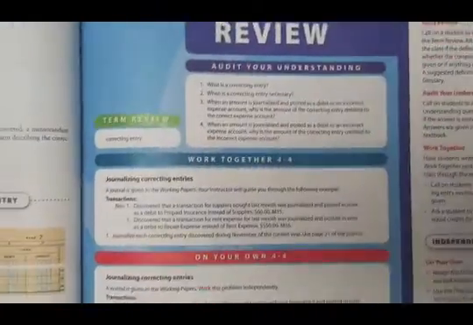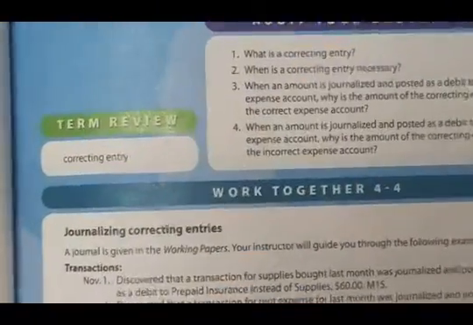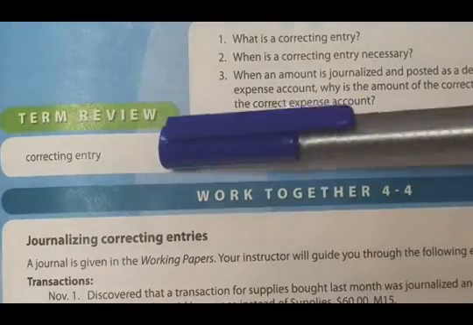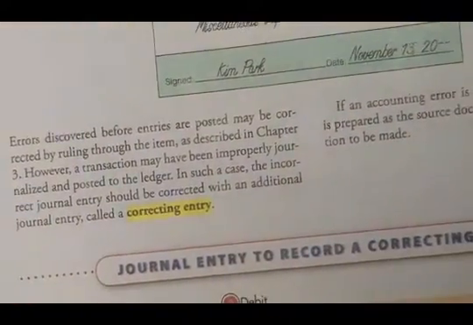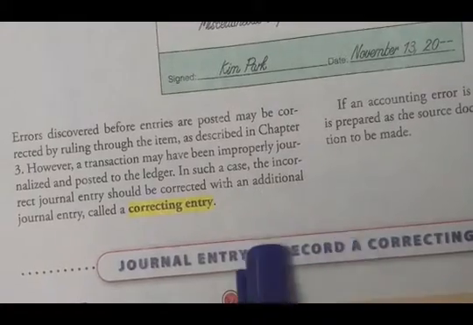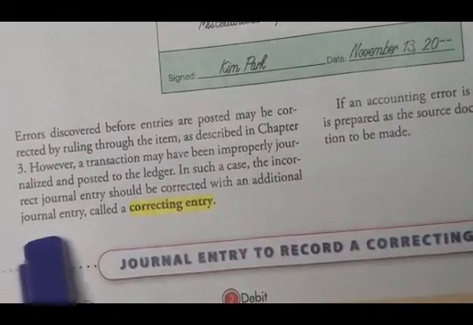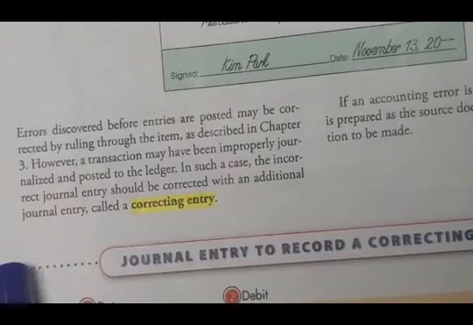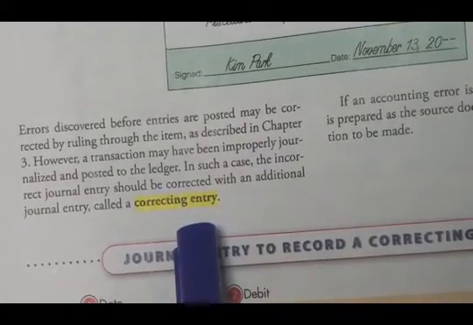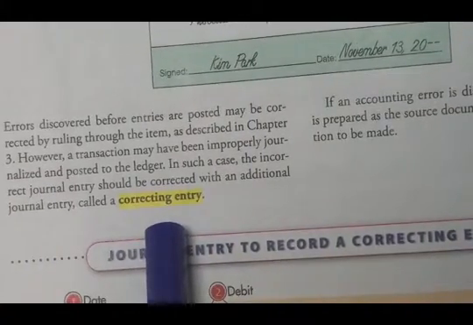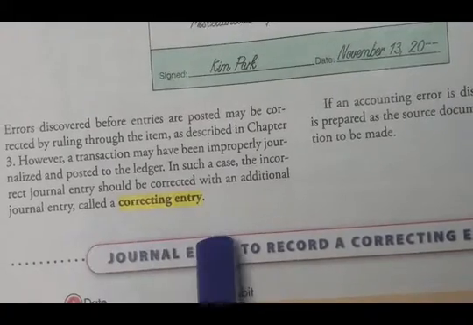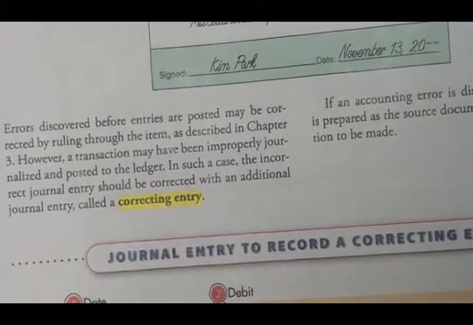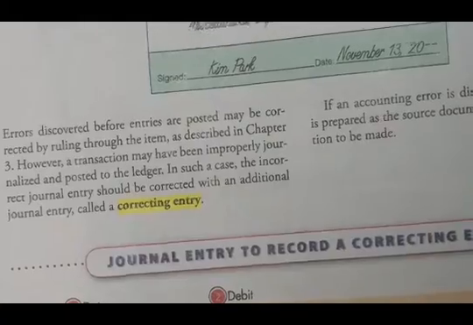So if you take a look in your textbook, we're going to have one term, that is correcting entry. So over here, an incorrect journal entry should be corrected with an additional journal entry called a correcting entry. So I would probably write the vocabulary word as an entry to correct an incorrect journal entry. That's basically all that is.